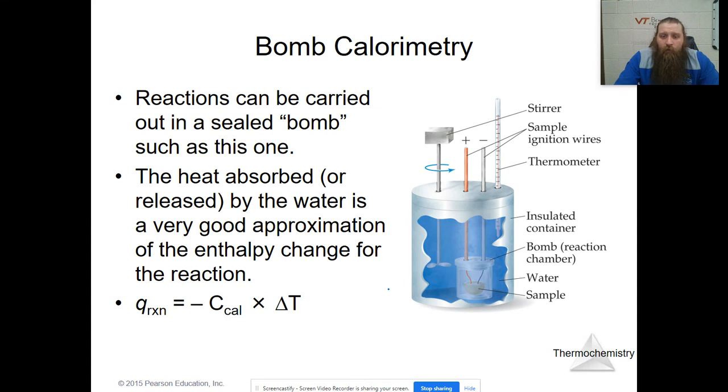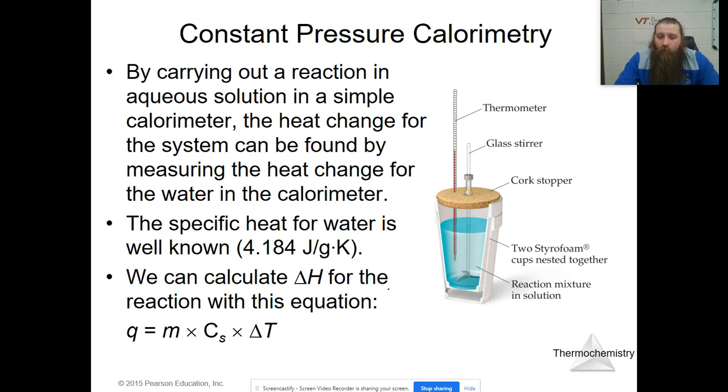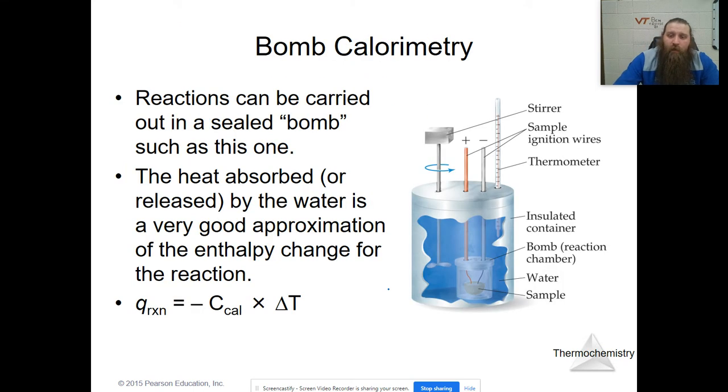We can use a bomb calorimeter. I think a bomb calorimeter gives you a little bit better outcome, and it also lets you do some things that you're not doing in aqueous chemistry. So this calorimeter would be good for an aqueous reaction, but with a bomb calorimeter, I can put solids in this reaction vessel and combust them. That's what those two ignition wires are for. Because we know the specific heat of water, the heat absorbed or released by the water is going to be a very good approximation for the delta H for that reaction.